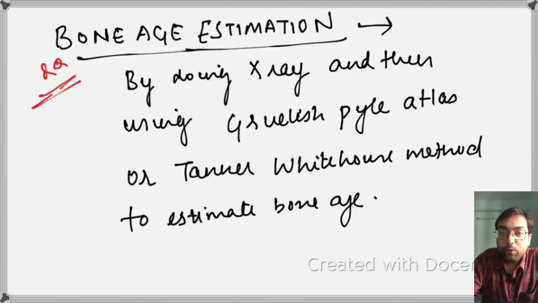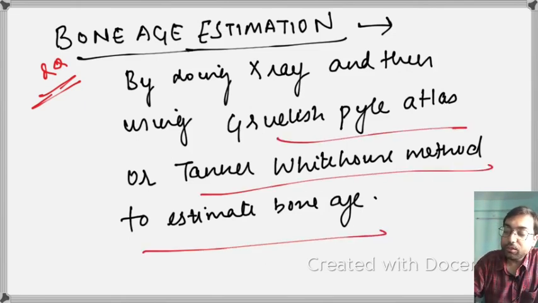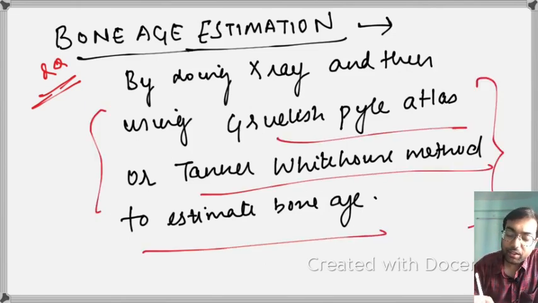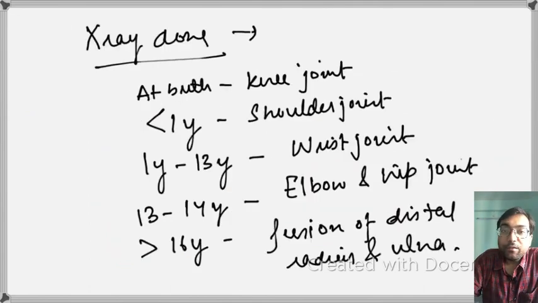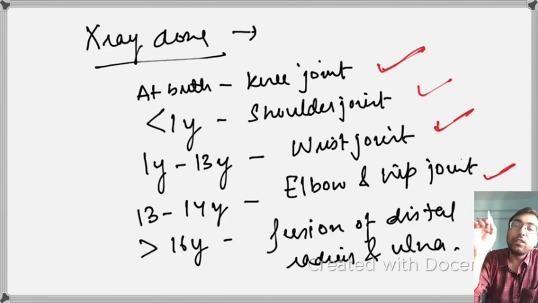Bone age is estimated by doing x-rays of various joints, and then using the Greulich-Pyle Atlas or Tanner-Whitehouse method to estimate the bone age. These are just the methods by which we can calculate the bone age. So you must know at what age which x-ray is done. At birth, knee joint x-ray is done, and at less than 1 year, shoulder joint x-ray is done. From 1 year to 13 years, wrist joint x-ray is done. From 13 to 14 years, elbow and hip joint is done, and more than 16 years, we see the distal radioulnar joint fusion.